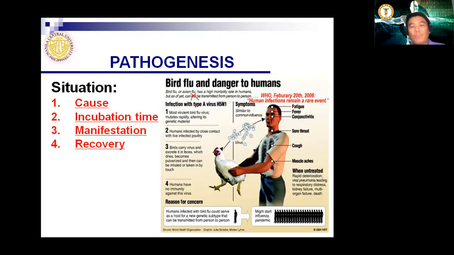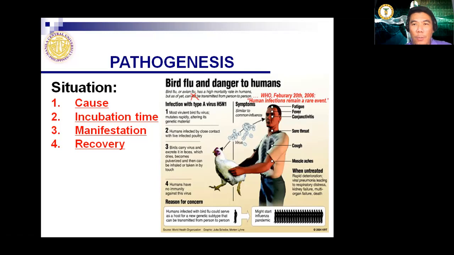So let us now relate the use of the pathogenesis to bird flu or H5N1 infection. So what is the cause? The cause is obviously the virus, which is the H5N1 virus. The incubation time is similar to influenza, which usually is 2 days up to 14 days. And the manifestations are the following: fatigue, fever, conjunctivitis, sore throat, cough, and muscle aches.